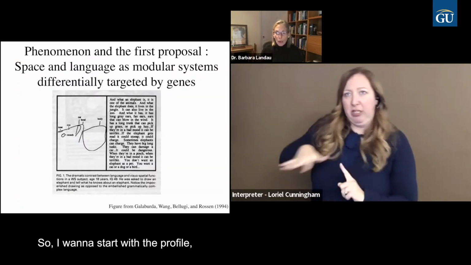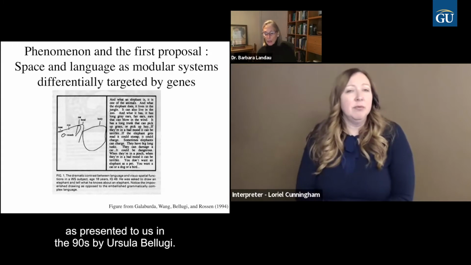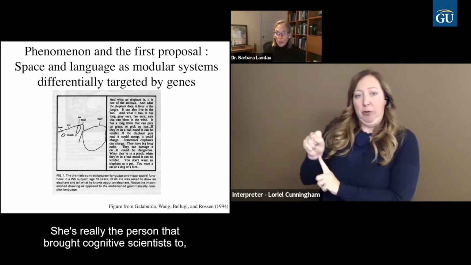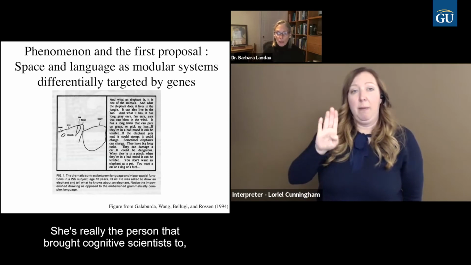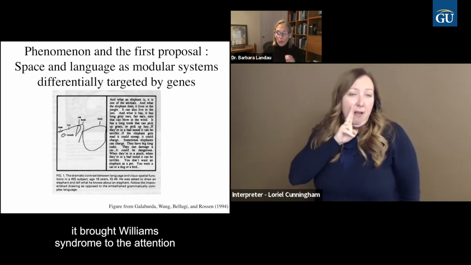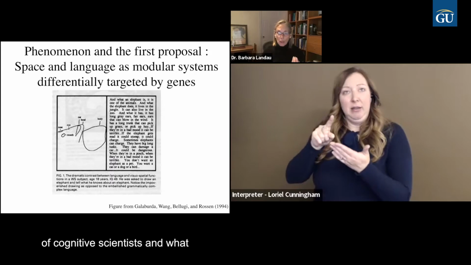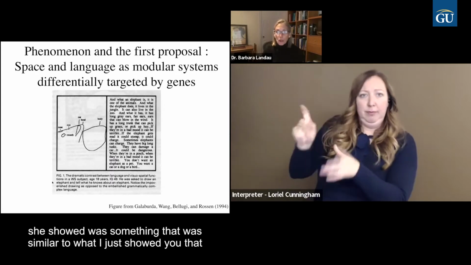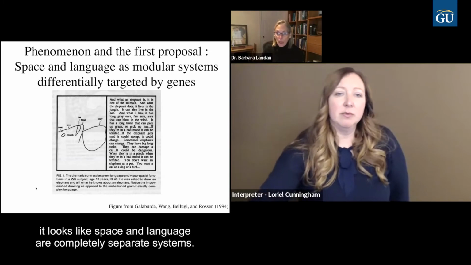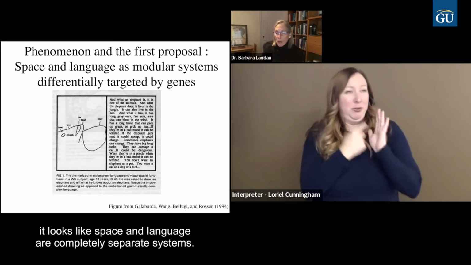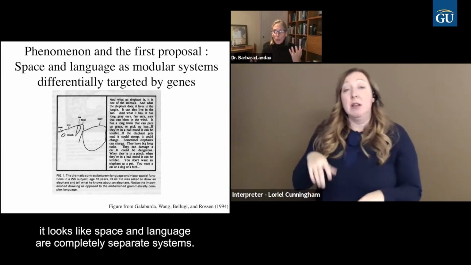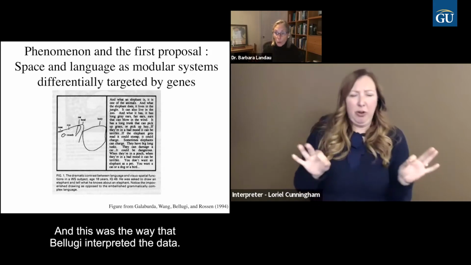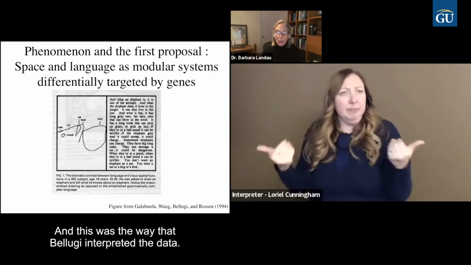I want to start with the profile as presented to us in the 90s by Ursula Bellugi. She's really the person that brought Williams syndrome to the attention of cognitive scientists. And what she showed was something similar to what I just showed you, that it looks like space and language are completely separate systems. One is really targeted by the genes and the other one is not. And this was the way that Bellugi interpreted the data.